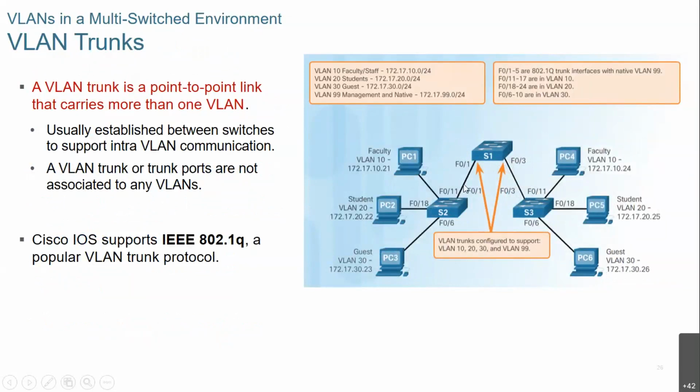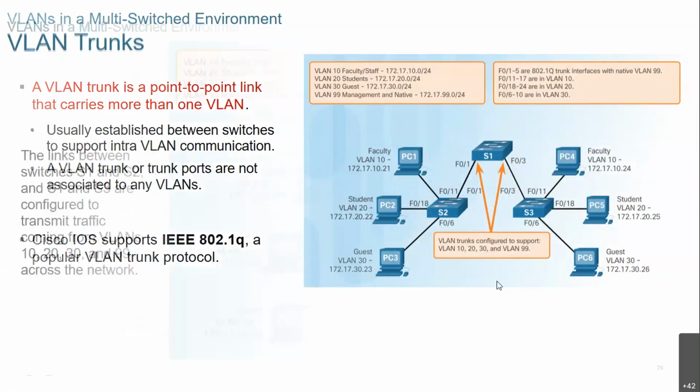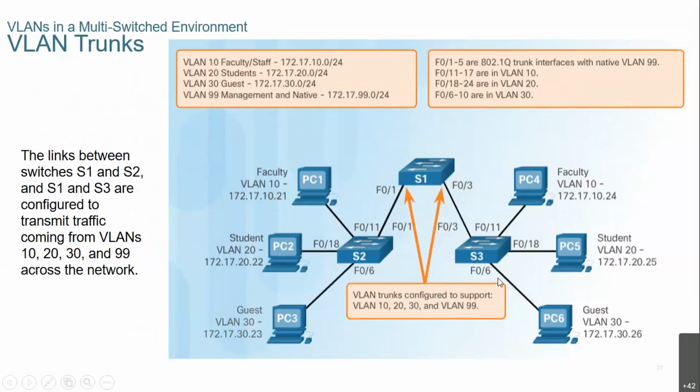This is the same thing basically. You have the different VLANs, and then here you have the trunk link. If you notice, here the VLAN trunks are set to support VLANs 10, 20, 30, and VLAN 99. VLAN 99 here is set as native. See that? VLAN 99, management and native. So this one has been configured so that it can allow all of these VLANs to traverse the trunk.